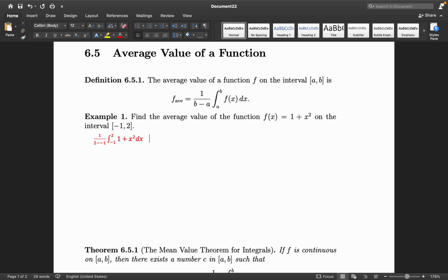If I do that, I'm going to get a value of 2. Because what that really says is 1 over 3 of this function, which is 1/3 times 6, which is 2. So if you integrate it, you get a 6. But then if I divide by the 3 or multiply by 1/3, I get 2. So my average value of f of x on the interval -1 to 2 is 2.